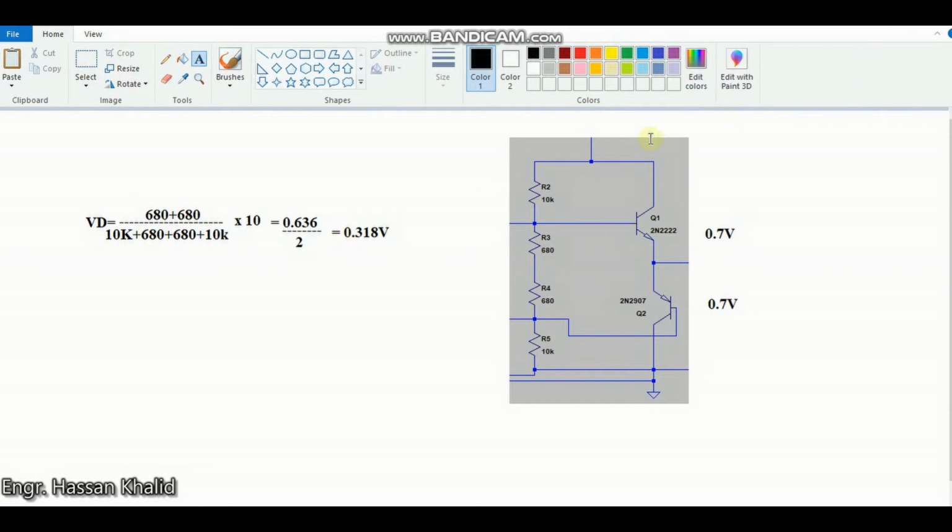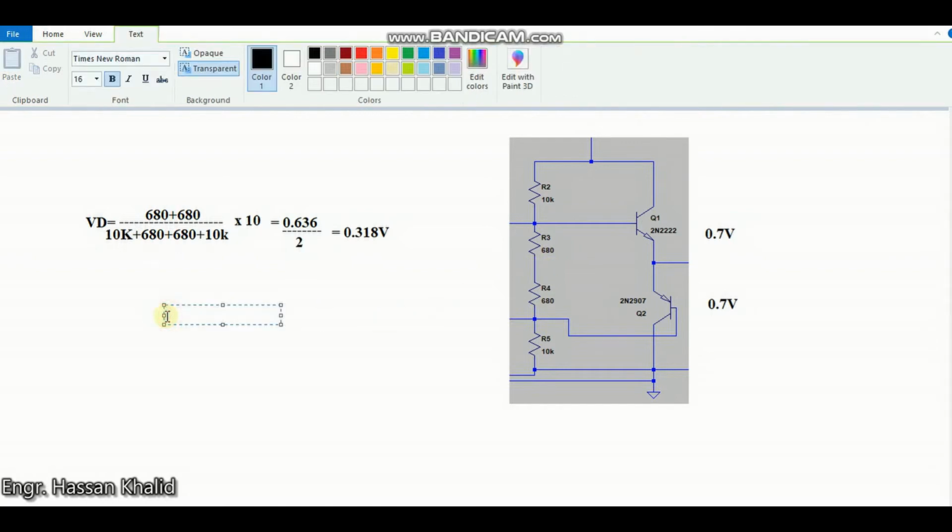So let's just try, first of all we have two options. We have two options over here. How are we going to overcome the crossover distortion? Solutions to crossover distortions.